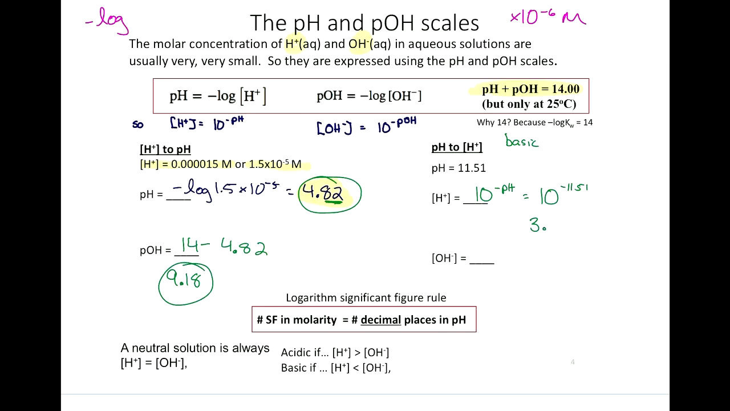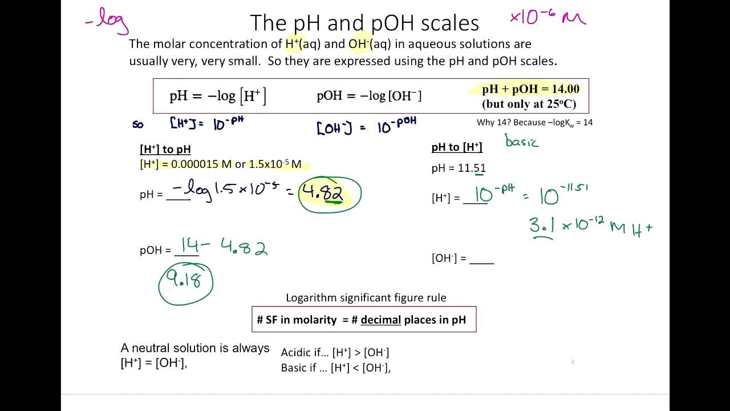How many sig figs should my number have? 3 point, should I keep going? It should have 2 sig figs, so 3.1 times 10 to the negative 12 molarity H+. Yes, 2 sig figs because my pH value has 2 decimal places. So we're kind of using this rule but in reverse. So 3.1 times 10 to the negative 12 molarity is our H+ concentration.